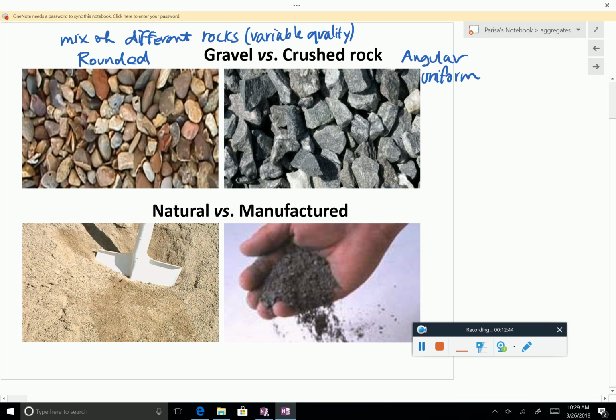Again, remember, for example, a slag from the steel plants, you can use it as aggregates, which is a nice thing to do. You see the color is at least different, and the properties are different. Yes, please.